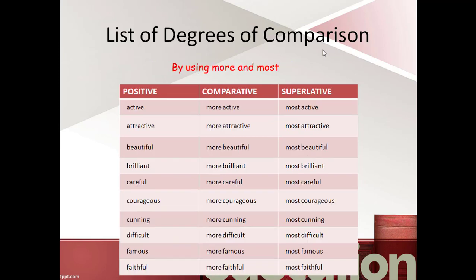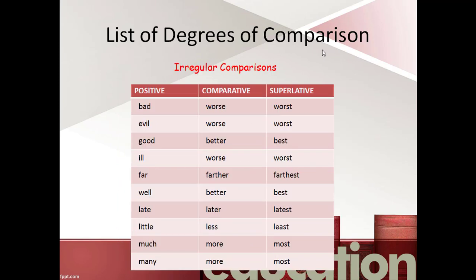You know that there are adjectives of three or more syllables in English. In this case, we add more and the most before the adjective in the comparative and superlative degrees. For example, active in positive, more active in comparative, the most active in superlative. And others, attractive, more attractive, the most attractive. Beautiful, more beautiful in English.